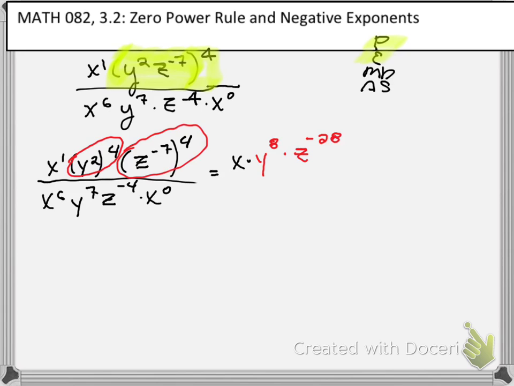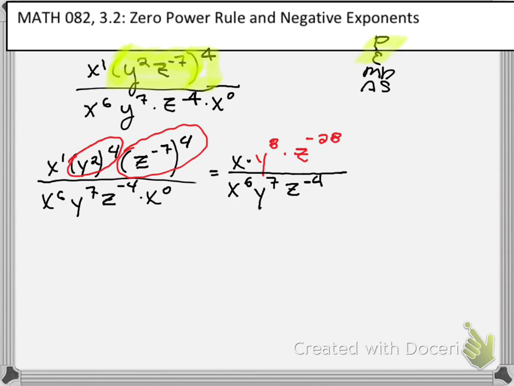All right, so we've gotten rid of all of our parentheses. As you can see here, there are still many terms that have exponents in them. So we're still kind of looking at that. So let's look at our denominator. We have x to the 6th and y to the 7th. We have z to the negative 4th power.